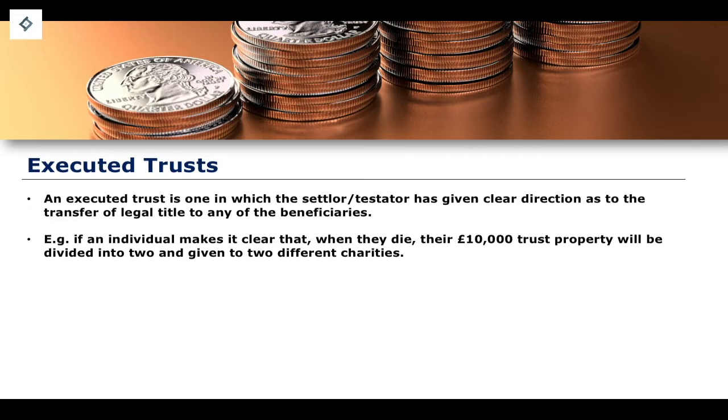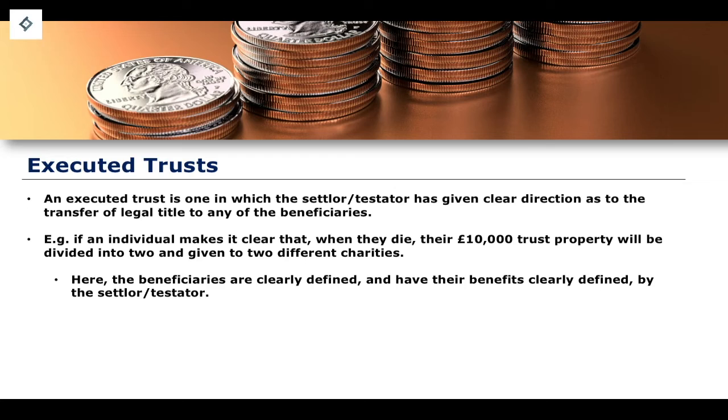You are to transfer it, you're supposed to divide it specifically into two and give it to these two specific charities, okay? That is how it is described as an executed trust. There is more power given to the trustee in a way, but there's almost less power at the same time, in the sense that they are doing more things with the property, but they are under strict instructions from the settlor or the testator to distribute the property in the way that they wanted it distributed at whatever point in time they wanted it to be.